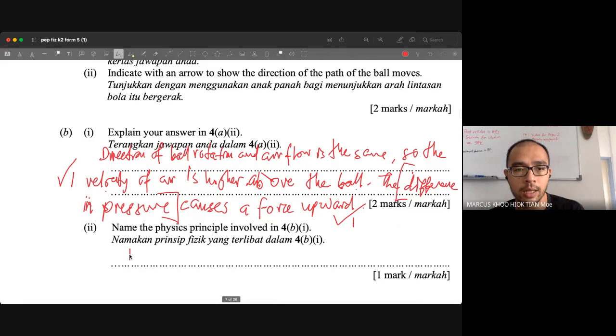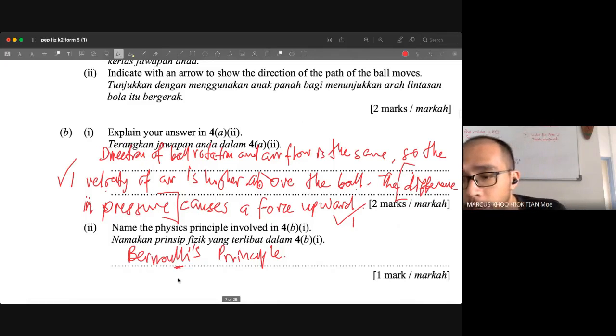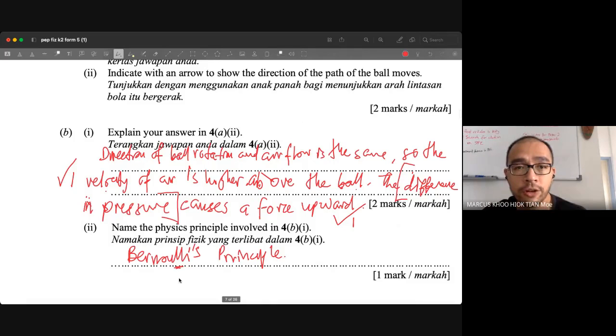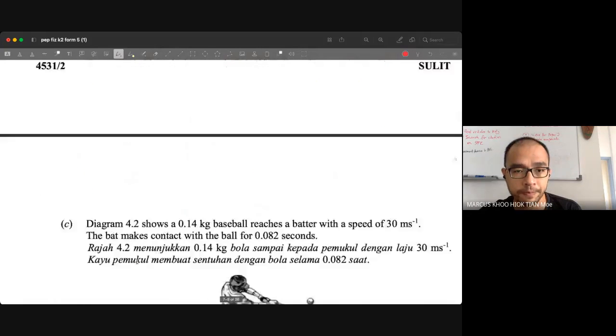Okay, this one is obviously Bernoulli's principle. I want to congratulate everybody because you got the spelling correct. Bernoulli's principle is a difficult one to remember because dia ada 2 L. Ramai selalu lupa 2 L. Okay, Bernoulli. Just to remind you, dalam mengeja nama orang, tidak boleh salah ejaan. Salah ejaan terus salah jawapan. Okay, memang dia sangat strict lah kalau pasal ni. So please be careful with this.